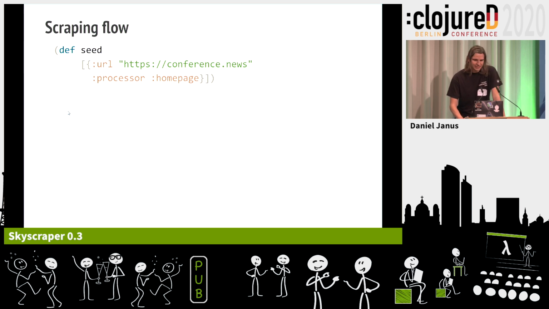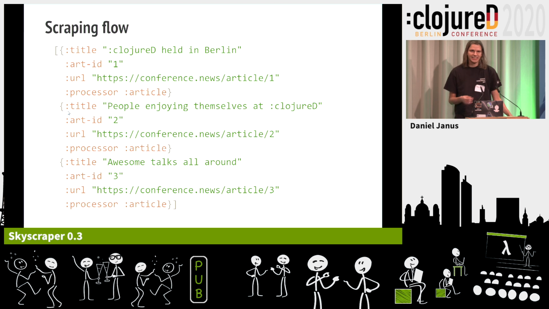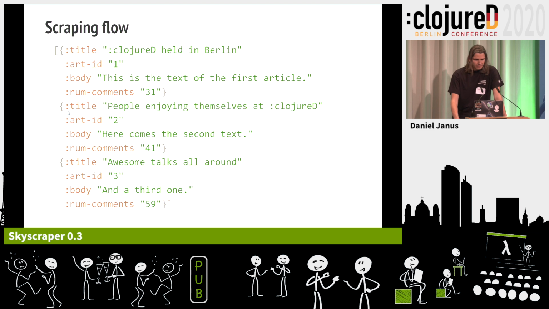Now, when this page is downloaded and parsed, it may contain a series of articles, each of which has a title, a URL of its own, an article ID, which is a kind of ending part of the URL, and the next processor to process with. And when you go to all these URLs again and do the same kind of thing, you might end up with another series of maps, which I call context, by the way.